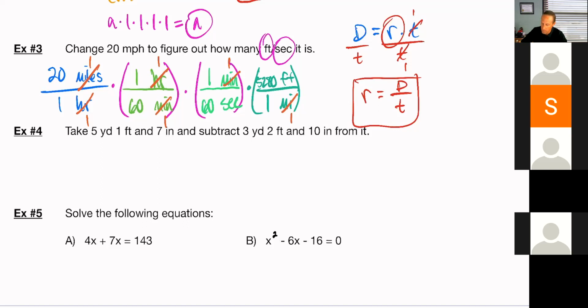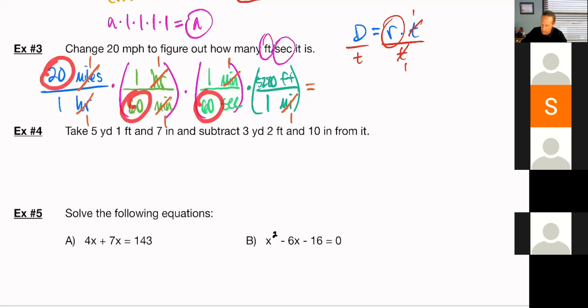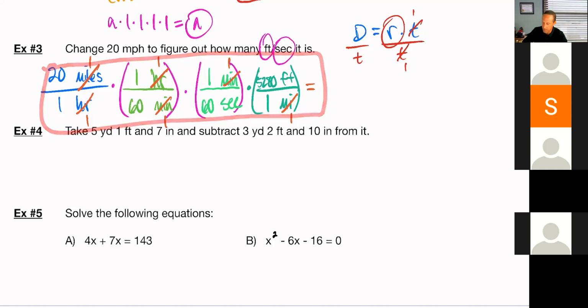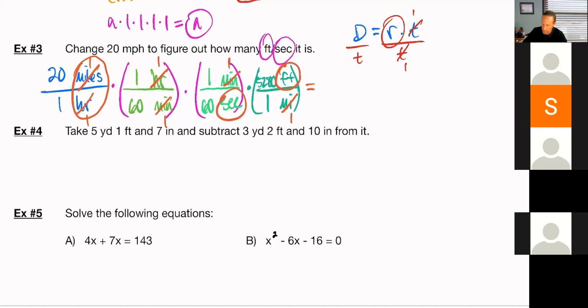So the only thing that would be left to do is grab your calculator and multiply this out. There is some canceling that you could do. You could go ahead and divide the 20 by the 60 if you wanted, or the 60 into the 5,280, or at least divide by 10. But you're going to have to end up putting that in your calculator anyways, so it's totally up to you. I just wanted you all to see the process that we changed what we originally had in miles per hour to feet per second.